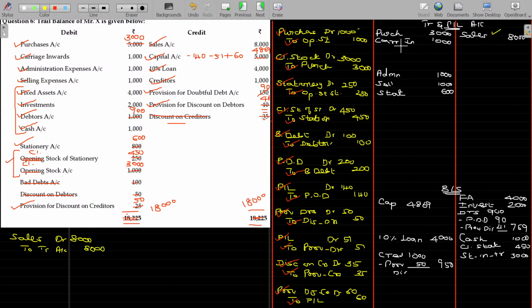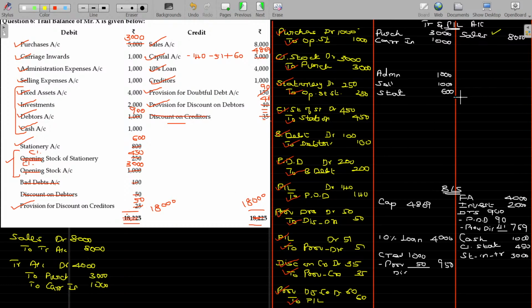And trading account debit items, purchases and carriage. What is the journal entry for that? Very good. Trading account debit to purchases, to carriage in. The value being 4,000, 3,000 for purchases and 1,000 for carriage in.